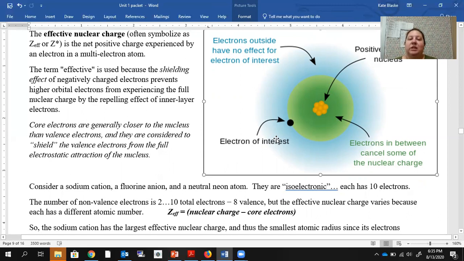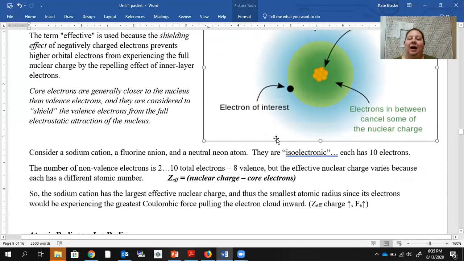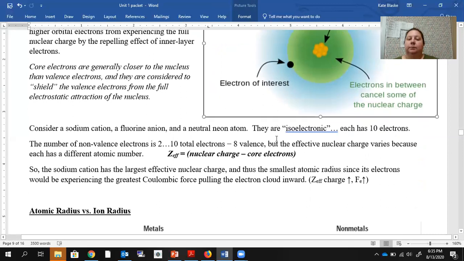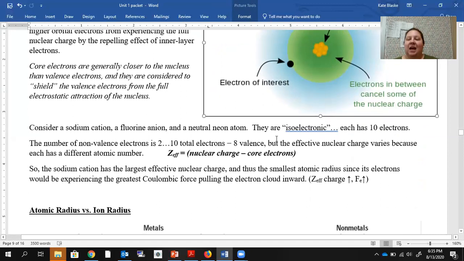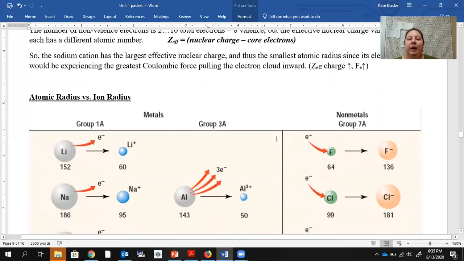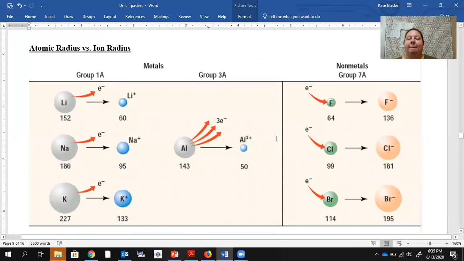So we can use this idea of effective nuclear charge to talk about how the size of an atom versus the size of an ion can be determined. So when we're talking about positive ions, when we're talking about something like lithium going to lithium plus, notice that from this data, we can see that lithium as a neutral atom is much larger than lithium as an ion.